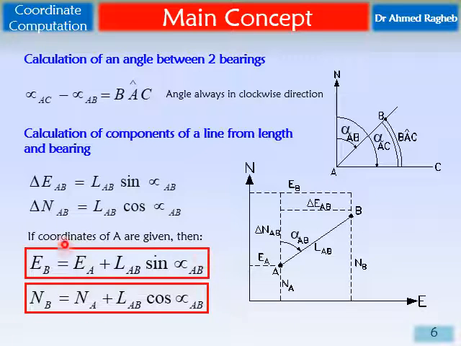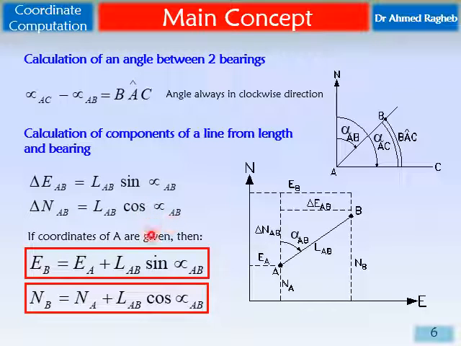So this is a very important equation that tells you, if you want to get the coordinates of any point in any project, what you need: three things: a point of known coordinates, the length of this line, and the bearing of the line joining these 2 points.